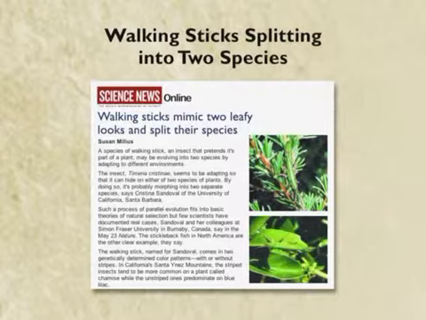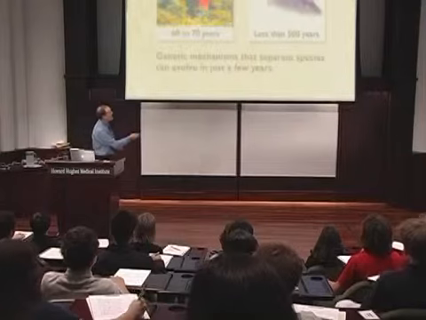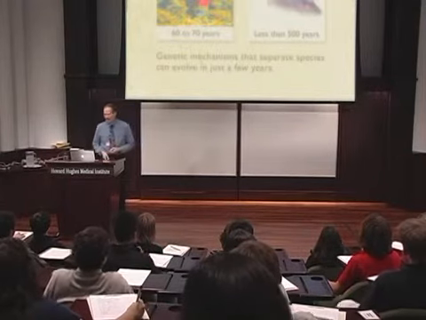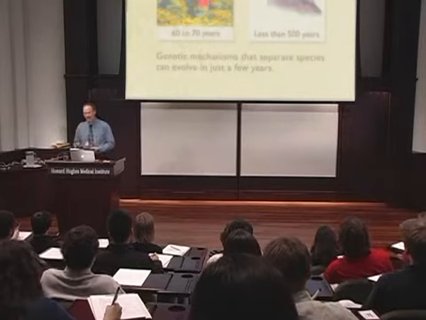Now, we're able to analyze, Darwin couldn't do this, what goes on by genetics. And genetics has shown us that these sort of isolating mechanisms, which divide species into 2, can develop in just a few years. In the case of fish, 60 or 70 years. In the case of mice, as few as a few hundred years, and in the case of flies and other microorganisms, perhaps just a few generations. So it's extraordinary that not only do these changes continue to take place, but we can study them with modern genetic mechanisms.